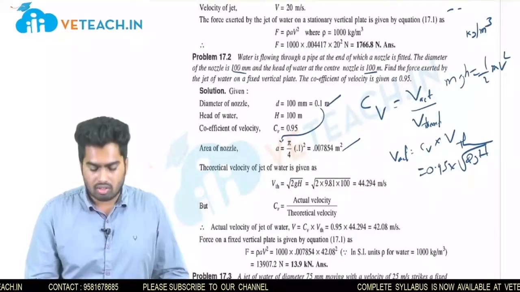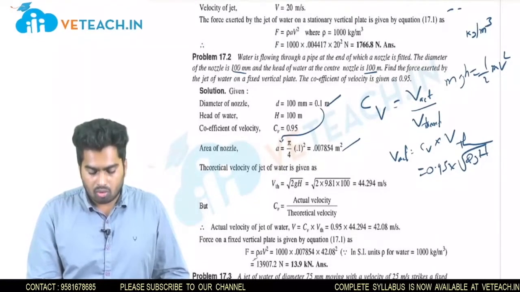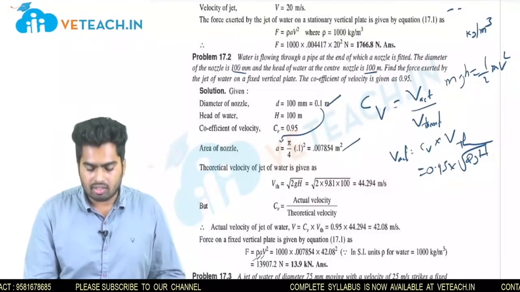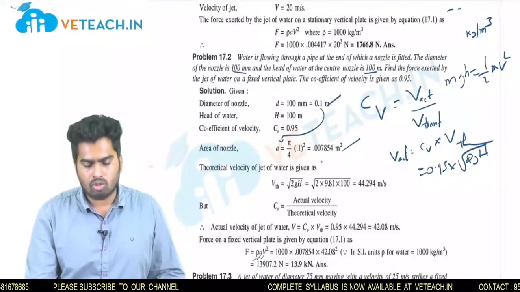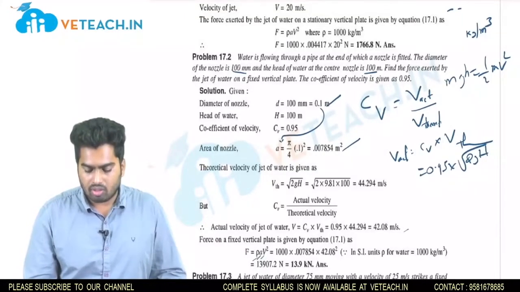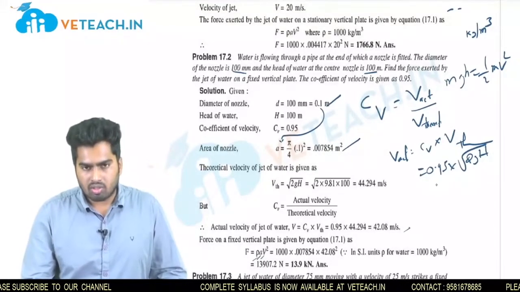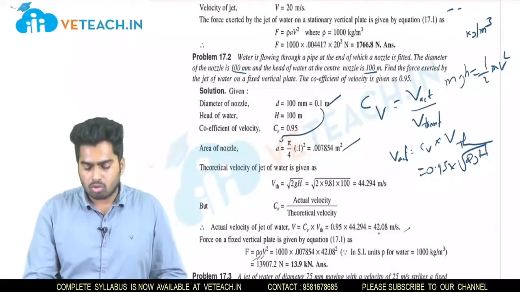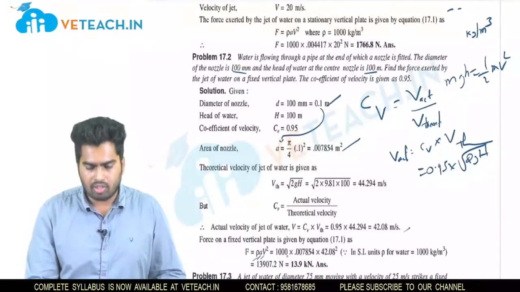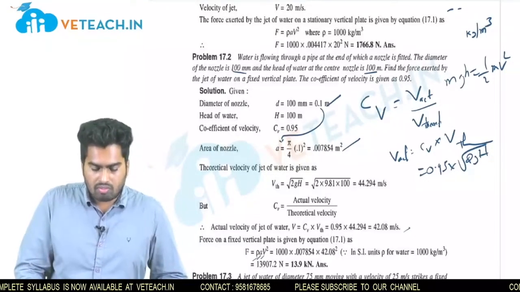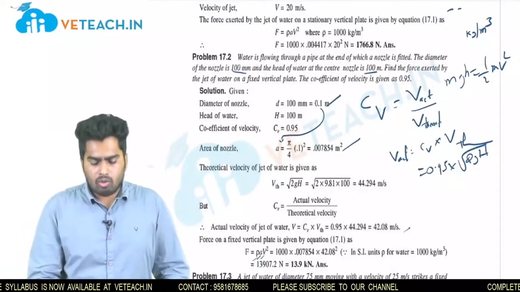When I know the actual velocity, I can substitute it in the formula rho A V square. Rho is the density of water, which is 1000, and the area is 0.007854 meter square. The velocity from the formula Cv into V theoretical gives V actual, which is 42.08 meters per second. Substituting, we get F as 13907.2 newtons.